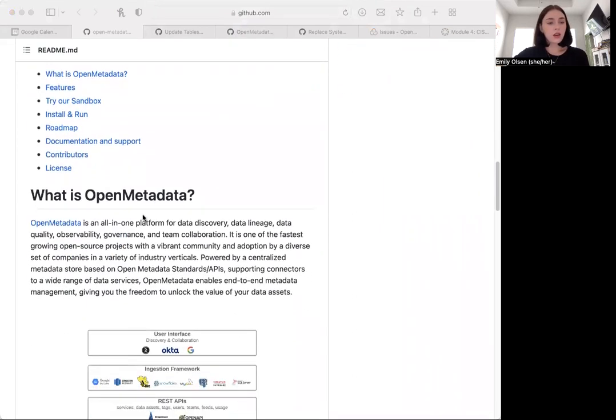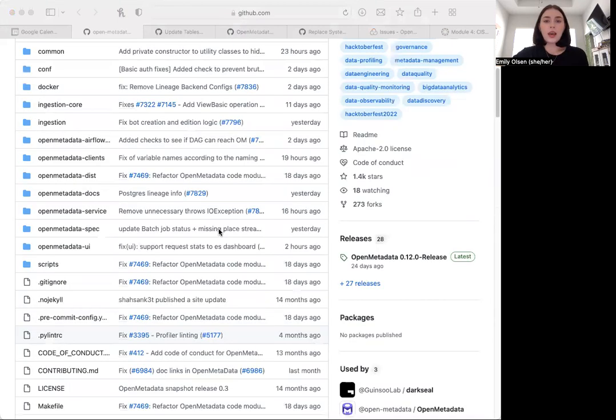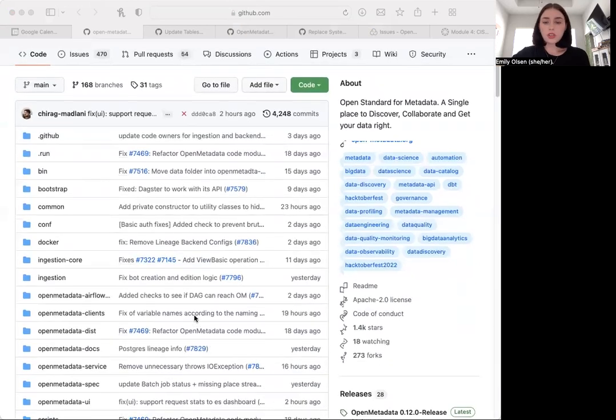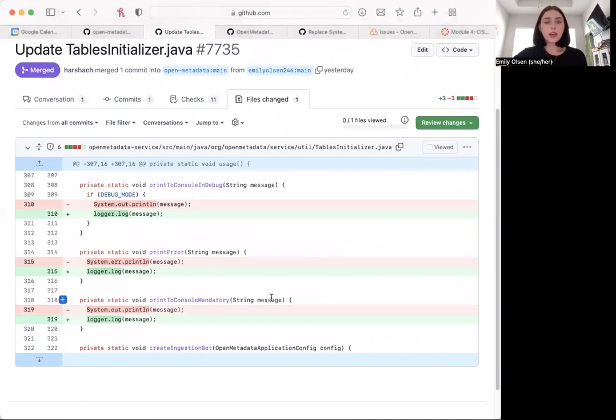Open Metadata is an all-in-one platform for data discovery, data lineage, data quality, observability, governance, and team collaboration. They have a lot of data, 689 megabytes, and they have quite a bit of stars, which is good for an open source project. This is my contribution.